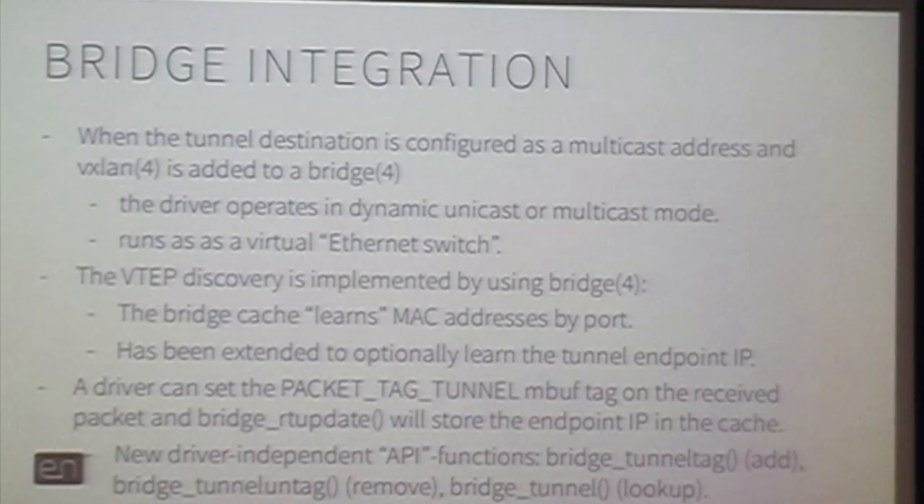The bridge integration is the next part to get the endpoint discovery done. So when you add it with a multicast destination address and add it to a bridge, so VXLAN as a bridge member, I will show a configuration example in the end, then the driver starts working in this dynamic mode, so that the bridge can learn tunnel endpoints for me, and if there's a known tunnel endpoint, then VXLAN will send it directly as a unicast message to the tunnel endpoint. So then we turn it from an Ethernet hub to an Ethernet switch.